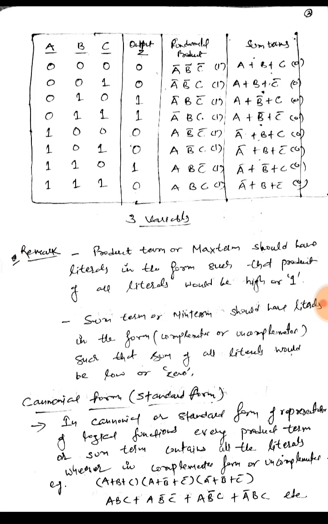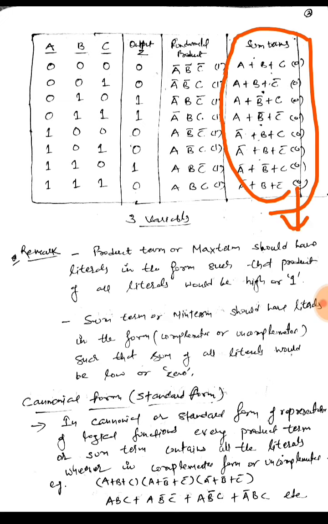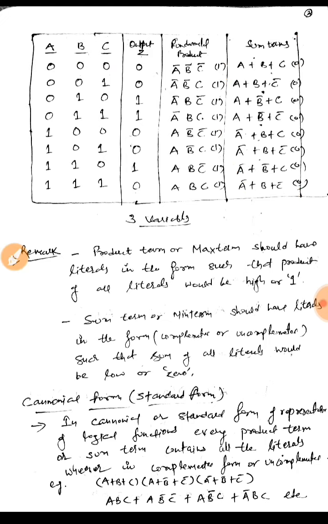Similarly, the sum terms, that is the min terms, will always have the value 0. We need to make it 0. So for the first combination 0 0 0, all are 0. And in sum terms we are having the addition of all the variables, so it would remain a, b, c in the uncomplemented form, and I will get the output 0. That is the value of the sum term or the min term as 0.